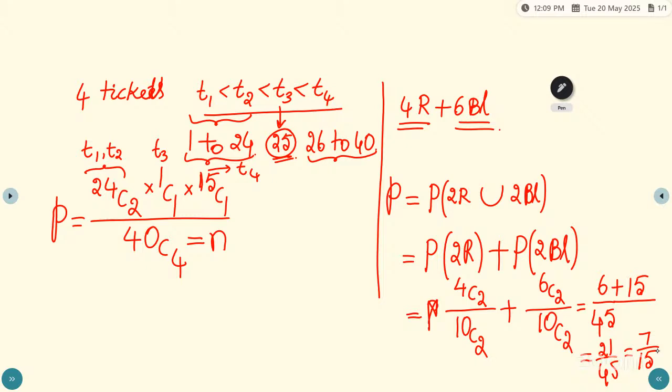Okay. And next we have to discuss dependent and independent events. Dependent and independent events. What are dependent events?